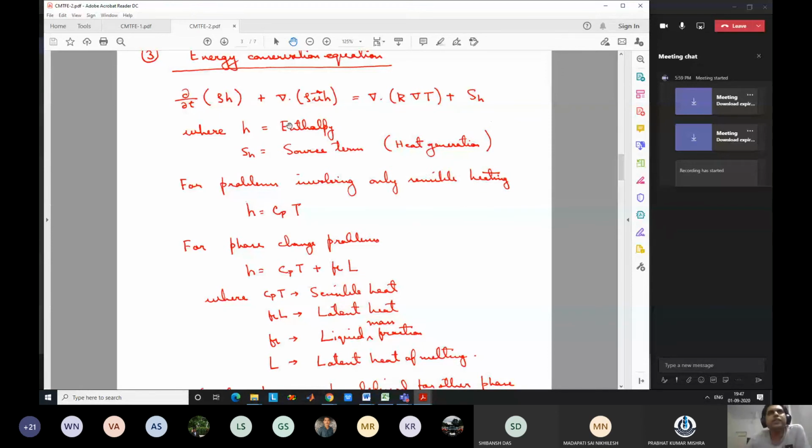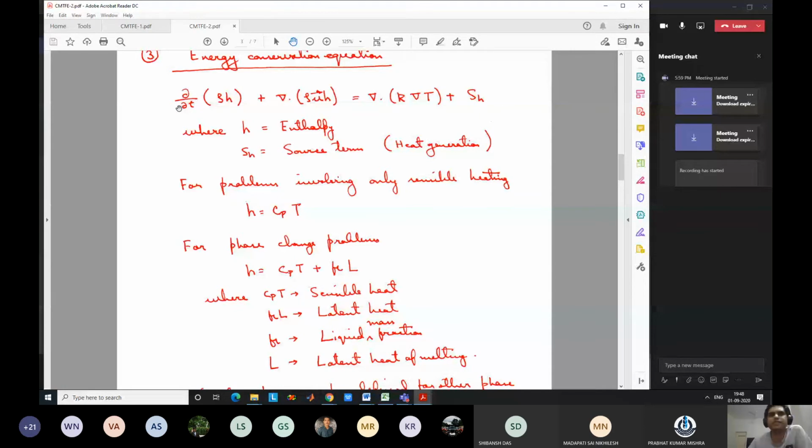So if it is a problem which only involves sensible heating, like a conduction or convection problem, but there is no phase change, like either it is only solid or only liquid or only gas, then we can write h as Cp into T, or Cp into T minus some reference temperature difference. If I take the reference as absolute zero, I can write it as Cp into T. Then I can put the value of h here as Cp into T, and you will get a more familiar equation in terms of temperature. You have already studied the energy conservation equation in terms of temperature: del t of rho Cp T plus del dot rho u Cp T equals del dot k del T plus S h.